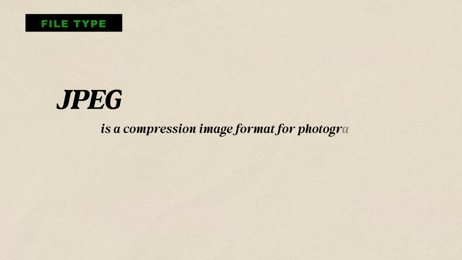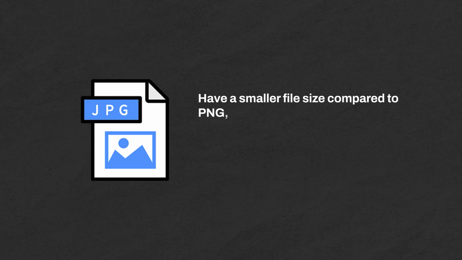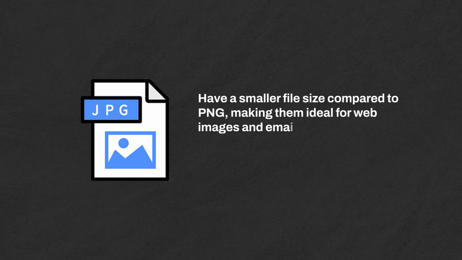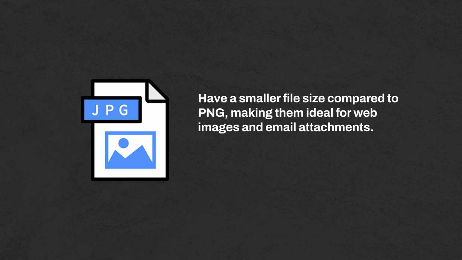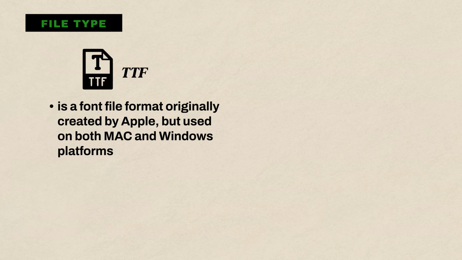A JPEG, on the other hand, is a compression image format for photographs and images with smooth gradients. JPEGs have a smaller file size compared to a PNG, which makes them ideal for web images and other things like email attachments.